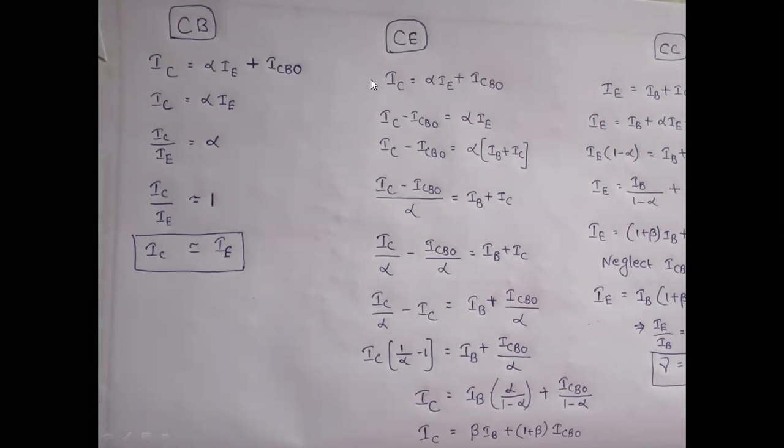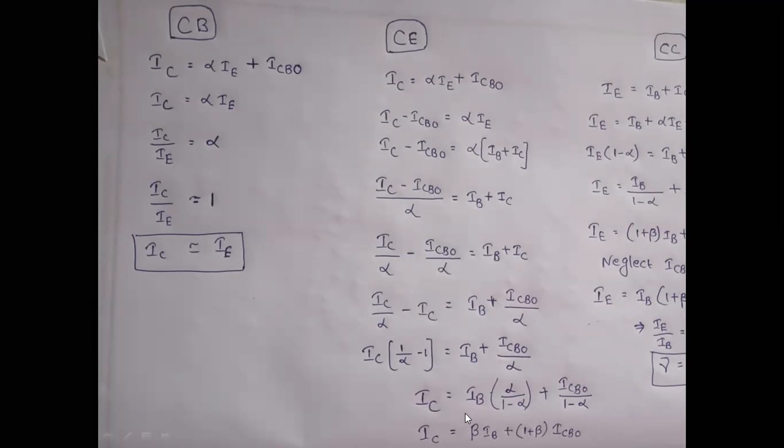I can directly write it as from the common base. Take out ICBO to the left side, IC minus ICBO equal to alpha IE. IE is nothing but, from the transistor operation, IE equal to IB plus IC. Replace that. If you take out this alpha to the left-hand side, you will get like this. Now please divide alpha with both parameters IC and ICBO. From this equation, common out the term IC, which is available on both sides. So finally, you will get the current equation like this.